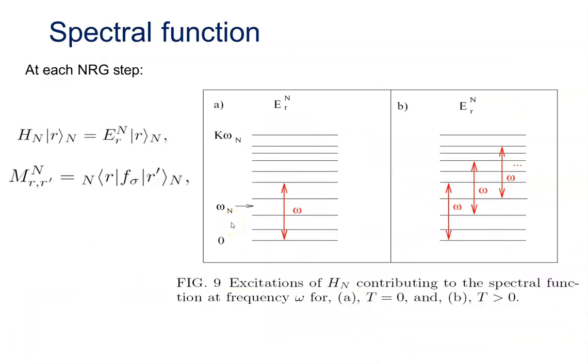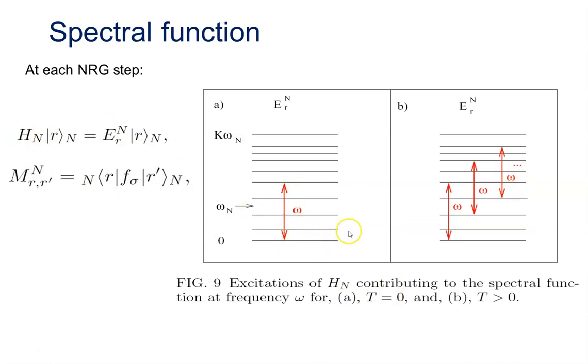Okay, so what else can you calculate besides the spectrum? Well, you can calculate the spectral function. And why? Because in this method, you have the full many-body spectrum, or at least an approximation to it, at each energy scale that you have. So for each omega, where omega is the excitation, you have the states.